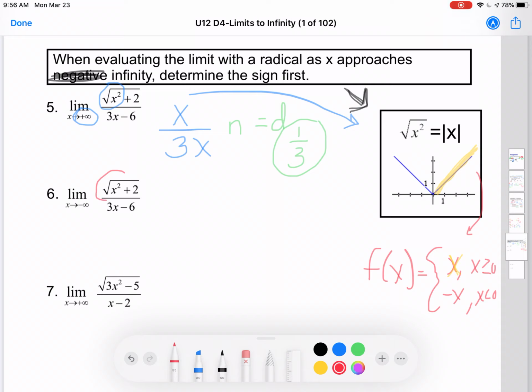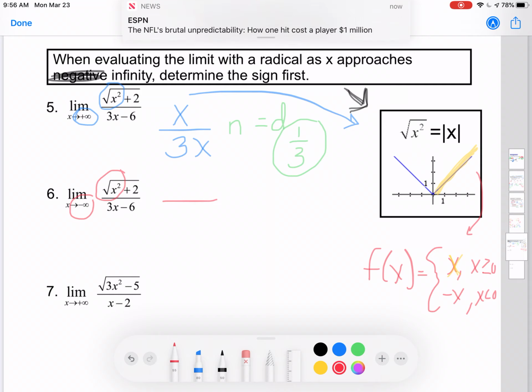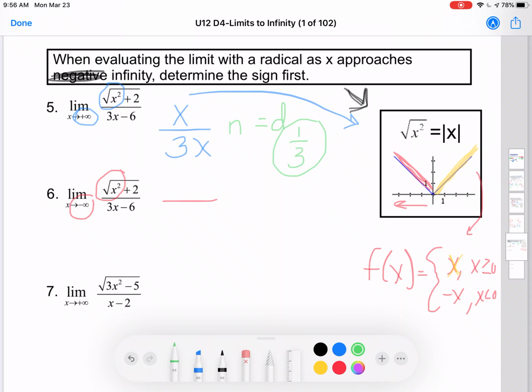Watch. So now if I want to do this again, this is either going to be positive x or negative x. That's what I'm going to write on the top of the fraction here. I'm going towards negative infinity. So if I'm going towards negative infinity, which is this way, I'm going to use this piece of the graph, which is this guy. So this becomes a negative x over the bottom, 3x.